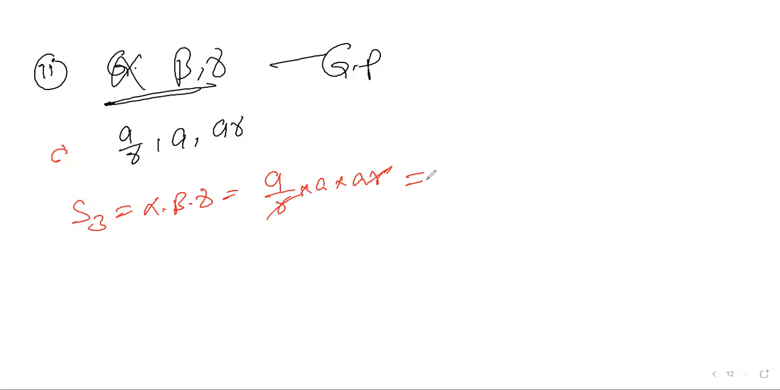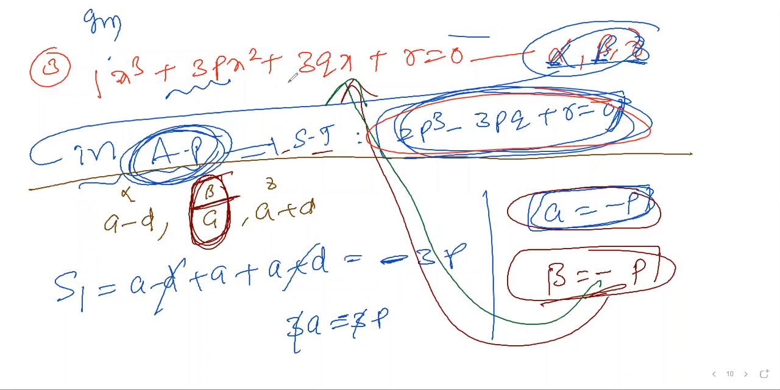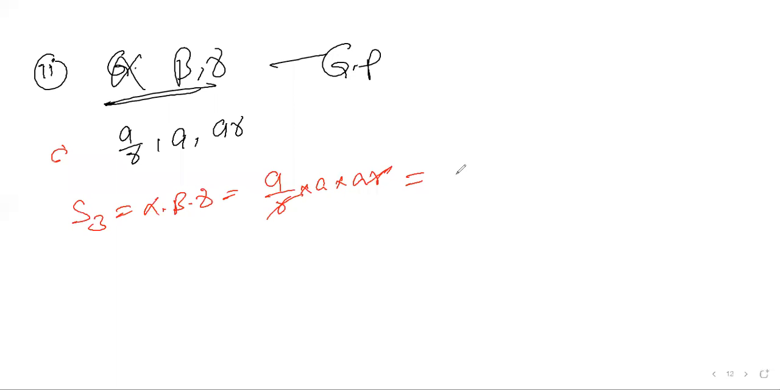What is the S3 value in the question? S1 is minus 3p, S2 is 3q, S3 is minus R. Am I clear? So the answer is minus R. So A cube is equal to minus R.